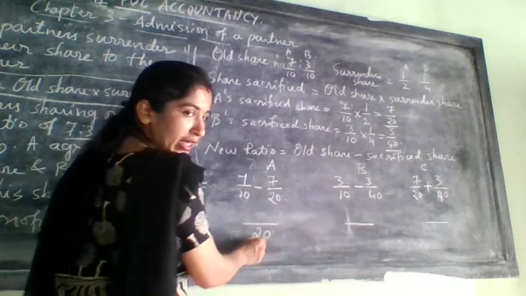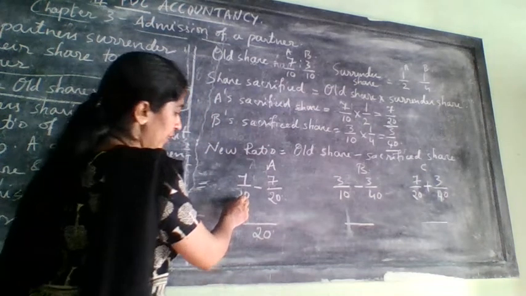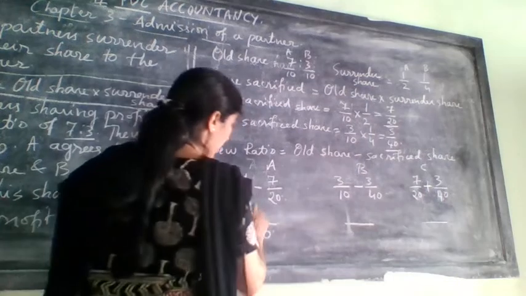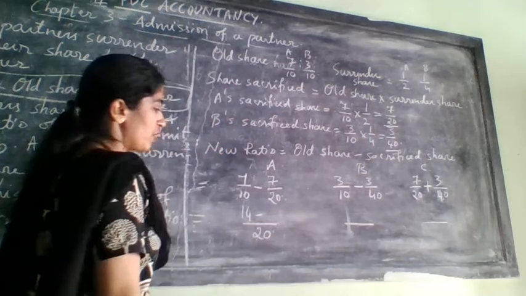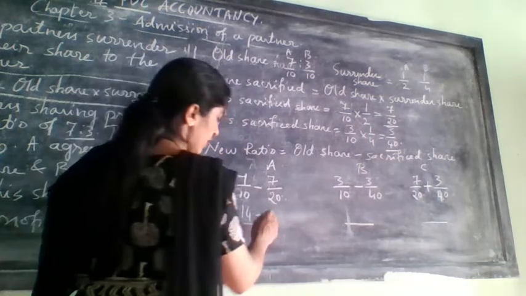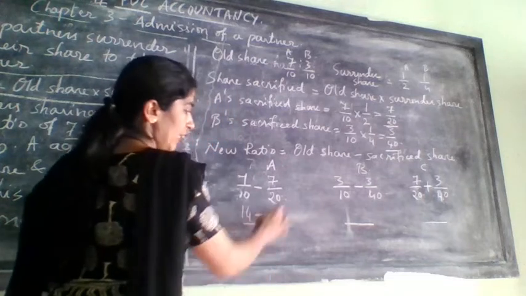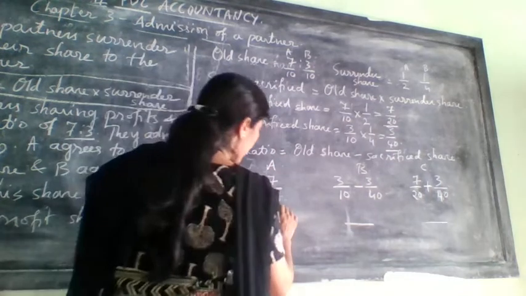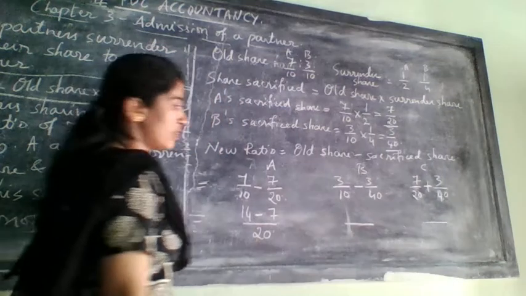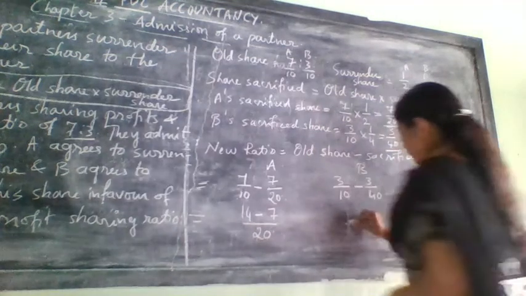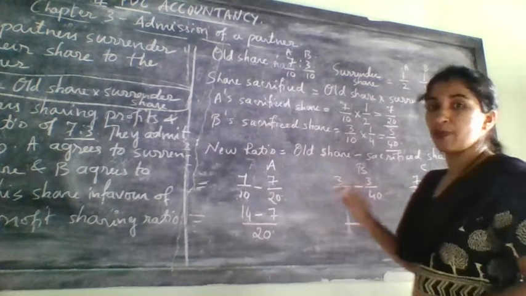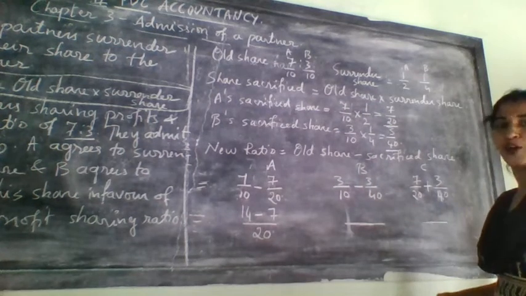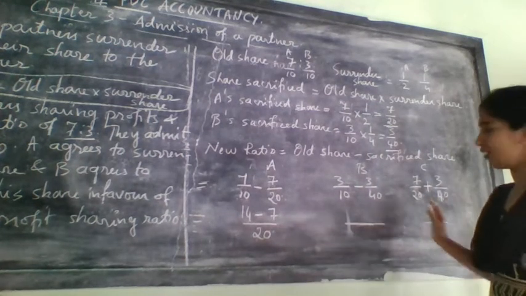Now 20 divided by 10 will come how much? 2. 2 sevens are 14. Next, minus, 20 divided by 20 will come 1. 1 seven is 7. Now see, in the previous problem all denominators came the same, but here it is not like that. It will come different.